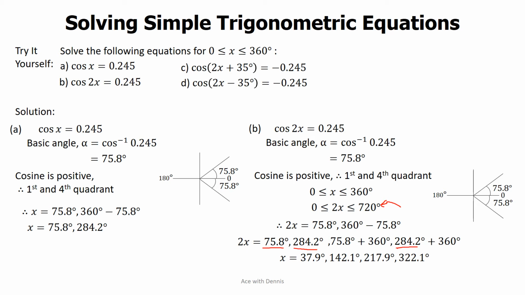So after that, we make x the subject. Okay, all angles divided by 2, right? x will be 37.9 degrees, 142.1 degrees, 217.9 degrees, and 322.1 degrees. Okay, so this is the answer for B.